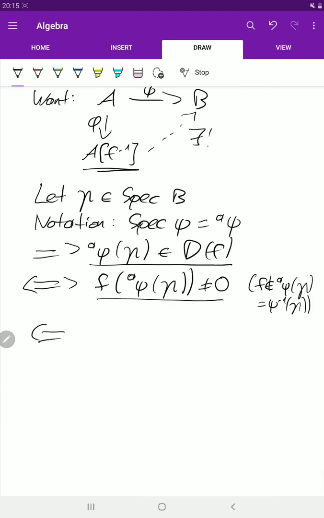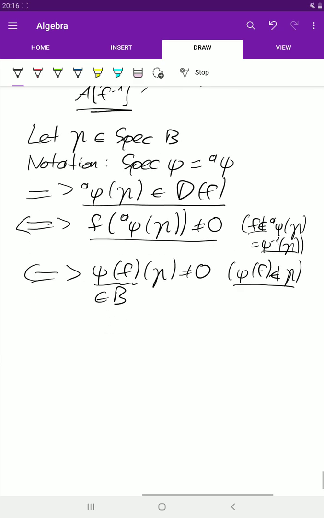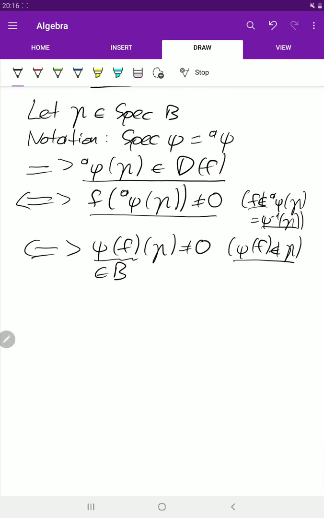And I claim, again, that's quite easy, that psi of f modulo p is not 0. So psi of f is not in p. We see easily that f being not in the inverse image is equivalent to psi of f being not in p. So that means that we have this equivalence.